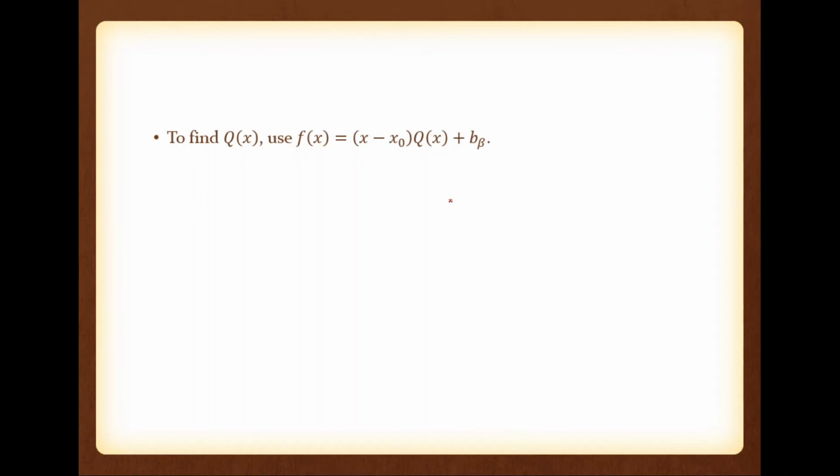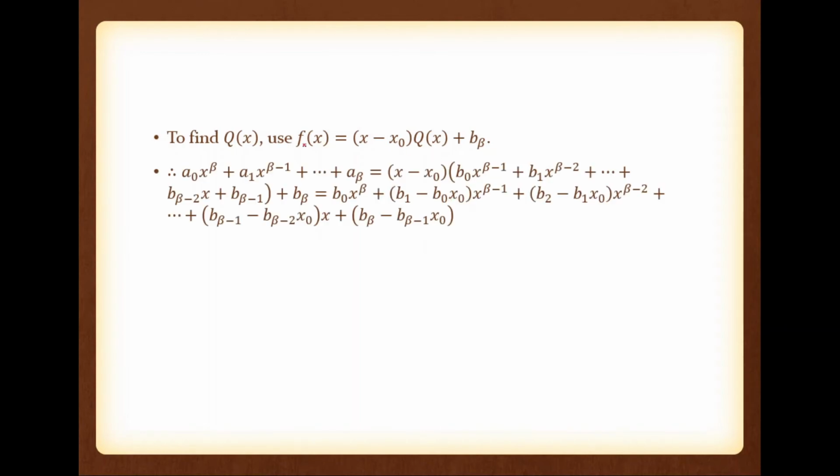So after substituting that, f of x is a0 x raised to beta plus a1 x raised to beta minus 1 plus etc. plus a beta, that is equal to (x minus x0) into b0 x raised to beta minus 1 plus b1 x raised to beta minus 2 plus etc. plus b beta minus 2 x plus b beta minus 1. Okay, so that is q of x plus remainder b beta.